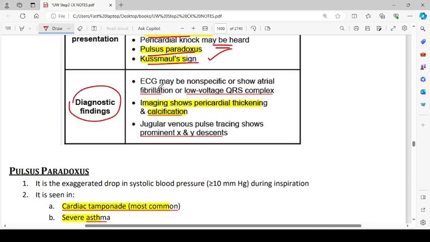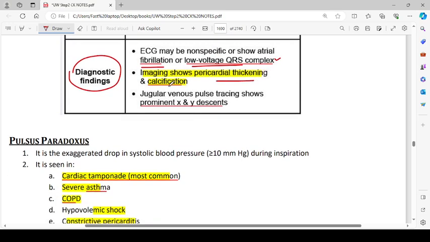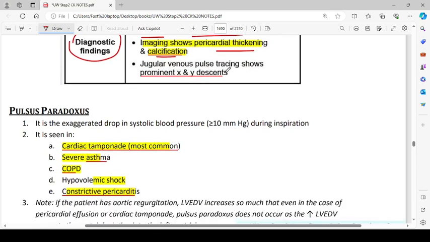The diagnostic findings include ECG that may be non-specific or show atrial fibrillation or low voltage QRS complexes. Imaging shows pericardial thickening and calcification. The jugular venous pulse tracing shows prominent X or Y descent. It is very important that in the cases of cardiac tamponade, the Y descent is not present, while in constrictive pericarditis, the X and Y descents are prominent. You must remember that point.